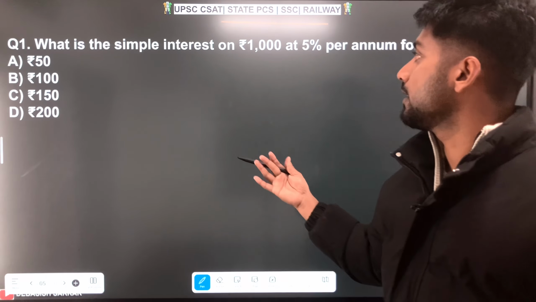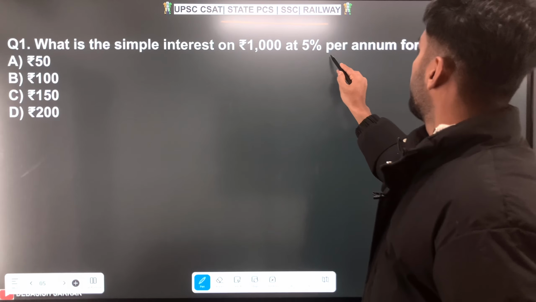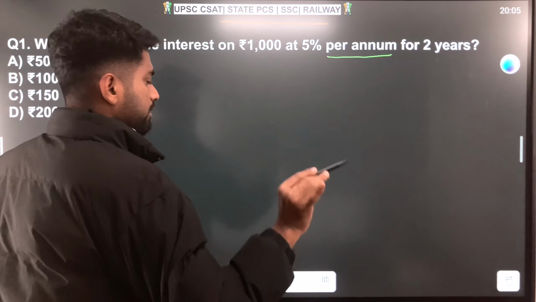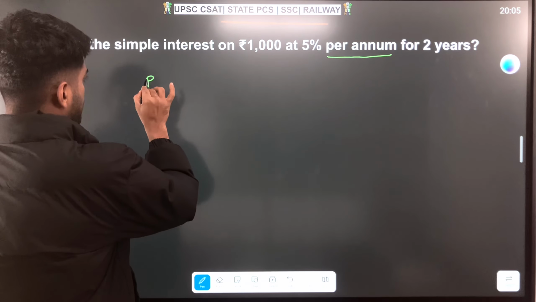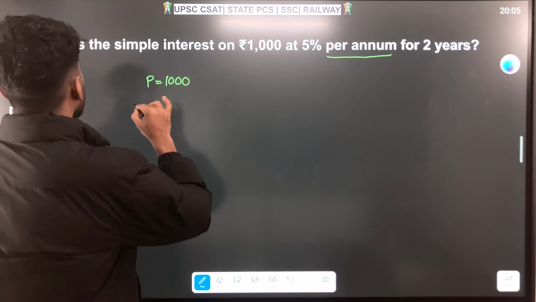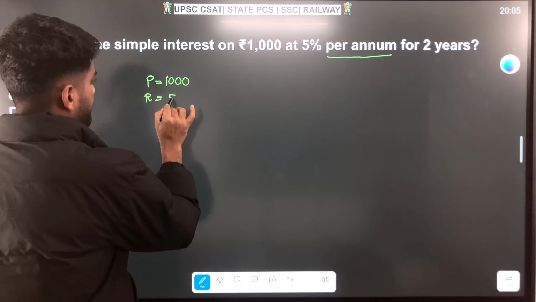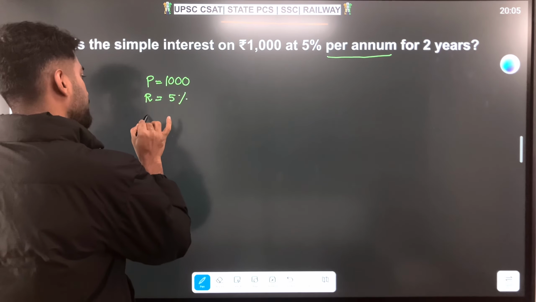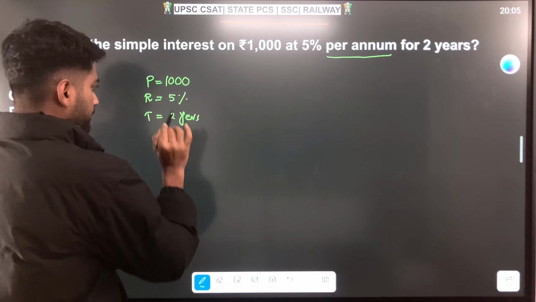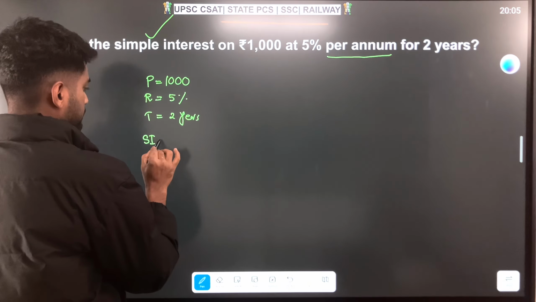देखो, what is the simple interest on 1000 at the rate of 5% per annum for 2 years? So here write everything. देखो, your principal is 1000 rupees, because आपको 1000 rupees का मांग रहा है. Rate R is your 5%. Time is your 2 years. I'm just writing the short forms. Now they are asking what is the simple interest, so you need SI.